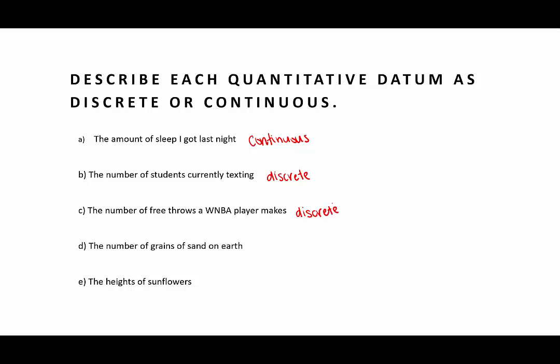The number of grains of sand on Earth, this was my philosophical one that I threw in here. I think you could argue this one either way. I think it's pretty close to infinite as we would ever get. You might be able to Google it and come up with some ridiculous number. So I'm not going to put anything because I think you can justify either way. Yes, you probably could sit there and count them, but it would take you forever. And the heights of sunflowers, last one, this would be continuous, right? You can try to measure it as best you can. You're never going to know the exact height. It would be impossible to get an exact height there.